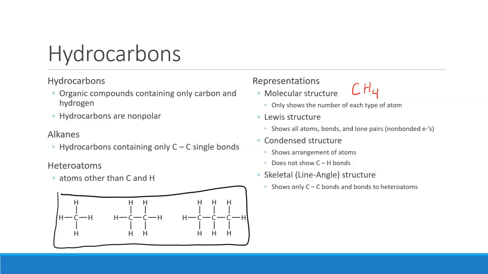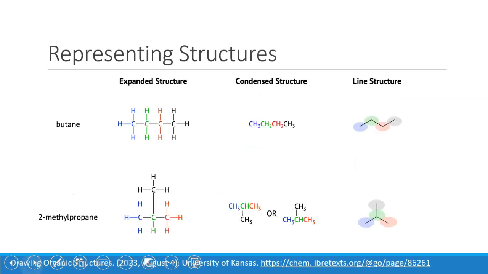Okay, so we've seen molecular and Lewis structures. The two new ones that we're going to look at today are condensed structures and skeletal structures. And skeletal has several different names. It could be skeletal, line angle, or line. Now, when we look at some examples of each of the different types of structures, remember that a line structure is your skeletal structure. Okay, and the expanded structure is simply your Lewis structure.